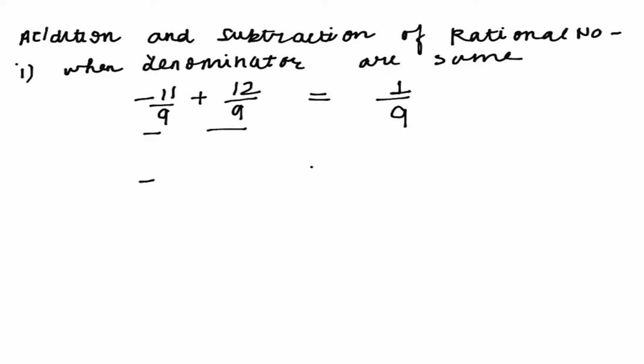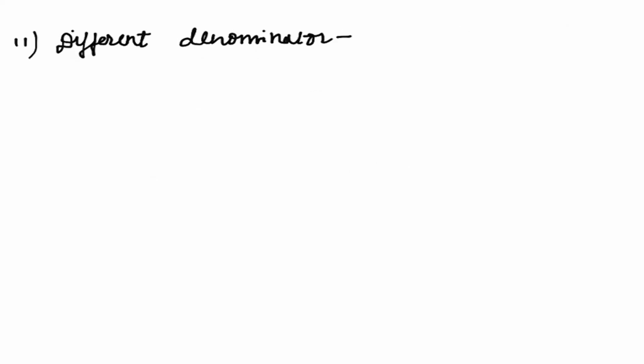Suppose we have minus 12 by 5 plus 7 by 5. So here what we will get? Minus 5 by 5, or it can be written as minus 1. So in case when we have the denominator same, we will just add the numerators and the denominator will remain same.